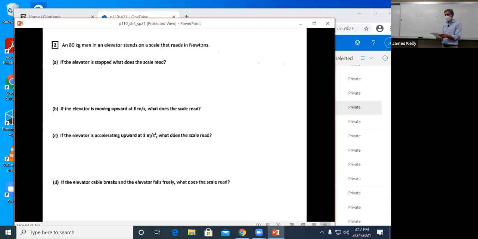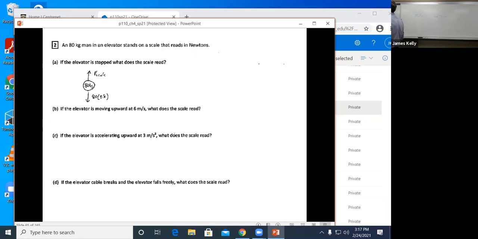If the elevator is stopped, just sitting there, what does the scale read? If the elevator is moving steadily upward at 6 meters per second, what does the scale read? If the elevator is accelerating upward at 3 meters per second squared, what does the scale read? Okay, we've got to think about this. But let's do the first one together here.